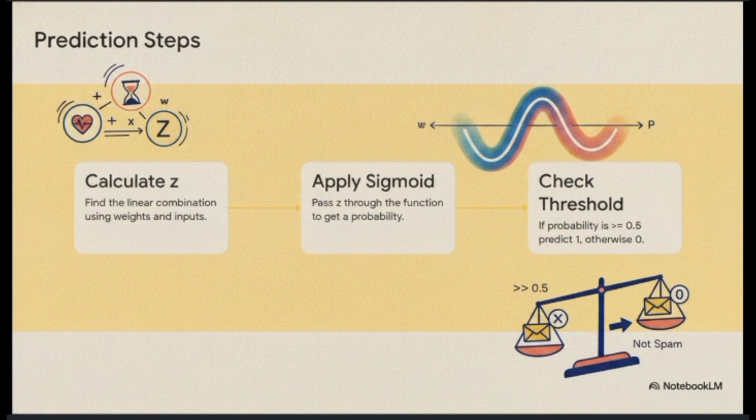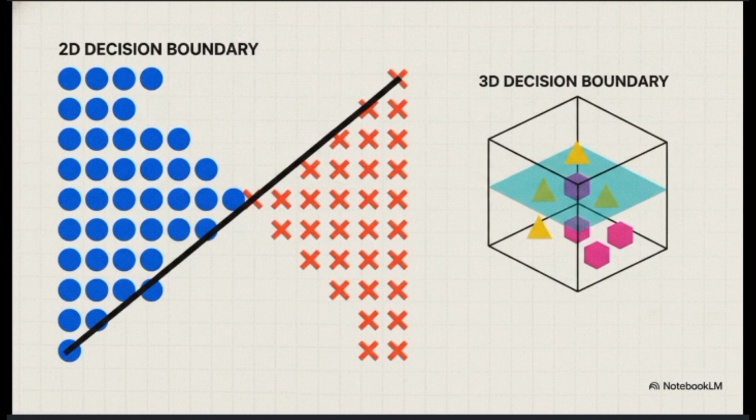Step 2, you take that number z and pass it through our magical sigmoid function to get a nice clean probability between 0 and 1. And step 3, you check the threshold. If that probability is greater than or equal to 0.5, the model boldly predicts class 1, like yes, spam. If it's less than 0.5, it predicts class 0, not spam. It really is that straightforward. What's totally fascinating here is how we can visualize that exact decision geometrically.